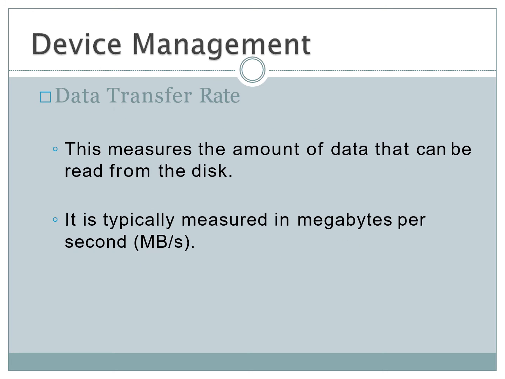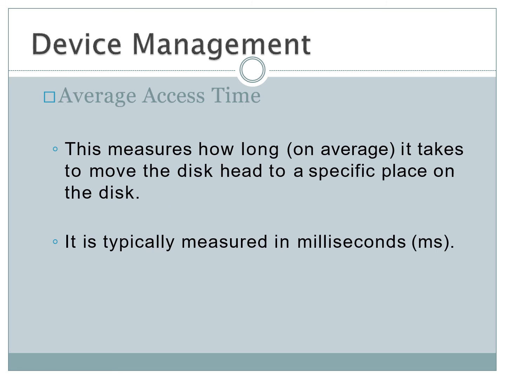There is a term, data transfer rate. It measures the amount of data that can be read from the disk. It is typically measured in megabytes per second. Average access time measures how long on average it takes to move the disk head to a specific place on the disk. It is typically measured in milliseconds.